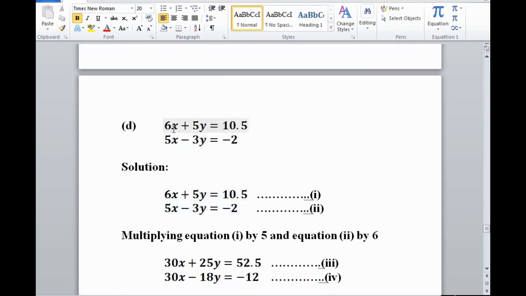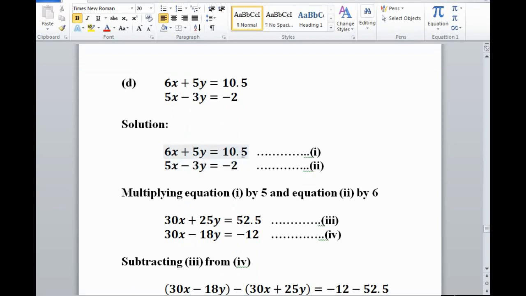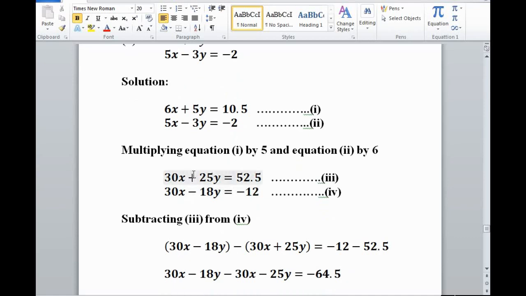Fourth part from this question, two linear equations are given. 6x plus 5y equals 10.5, 5x minus 3y equals negative 2. Step 1 is to name these two equations as equation 1 and equation 2. And now I'm going to multiply equation 1 by 5 and equation 2 by 6. So 6 times 5 is 30, 5 times 5 is 25, and 10.5 times 5 is 52.5. And let's multiply equation 2 by 6. 5 times 6 is 30, 3 times 6 is 18, and 2 times 6 is 12.